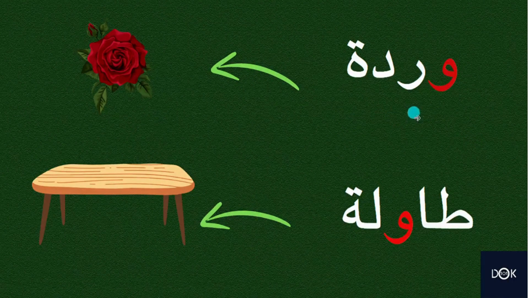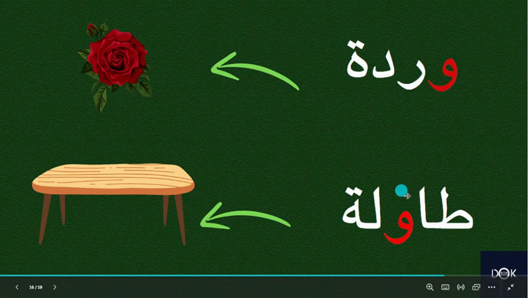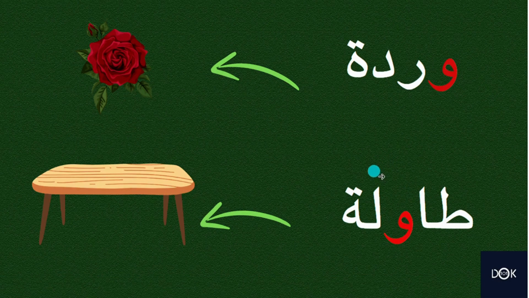The first example is Warda, which is a rose. And we see that Waw is not connected to the letter after it, and it is at the beginning of the word. But in the second example, طاولة, which is a table, we see that waw is in the middle of the word, but it is not connected to the letter before it or after it.